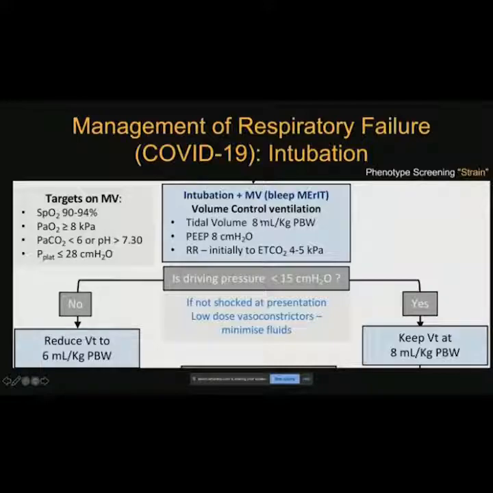And if a patient has a really high plateau pressure, then that's telling you that the patient also has pretty poor compliance. So you want to keep the tidal volume at 8 cc's, but if the driving pressure is less than 15, which is good. If it's greater than 15, then you could reduce the tidal volume to 6 cc's per kilogram to be able to decrease the driving pressure.